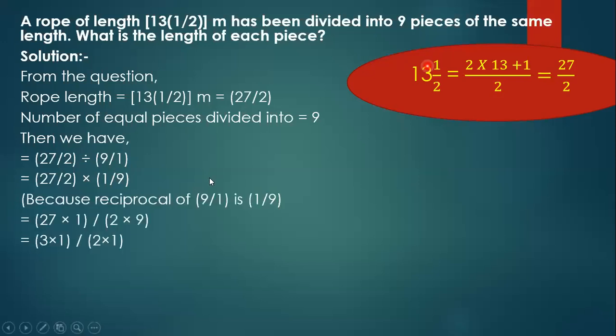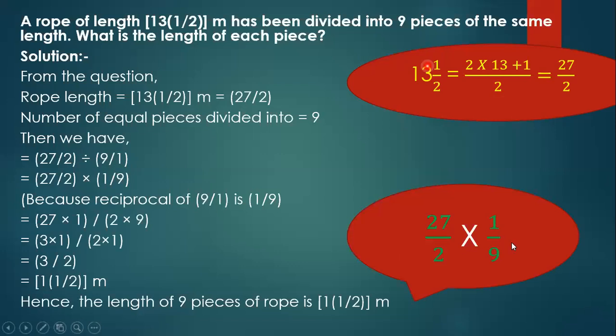How do we solve it? We simply do this way. 9 and 27 get cancelled with each other. In 9's table, 9 comes 1 times, 27 comes 3 times. Children, we can see that 3 and 2 cannot get cancelled with each other. Neither can we cancel 1 and 2. So what we are left with, 3 multiplied by 1, that is 3 in the numerator. And we are left with 2 multiplied by 1, that is 2 in the denominator. We are left with 3 by 2.